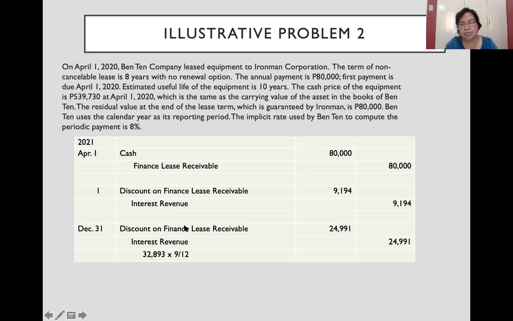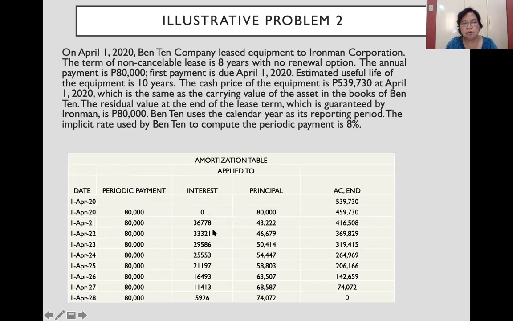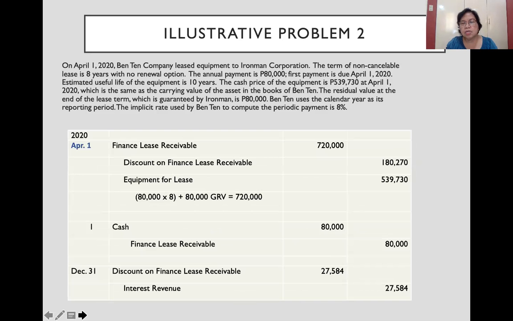Then at year end, any subsequent interest in our amortization table is actually earned from April 1, 2021 to December 31, 2021. So we have to take up the first 9 months. So that is 27,584. So we debit discount on finance lease receivable 27,584 and credit interest revenue for 27,584.